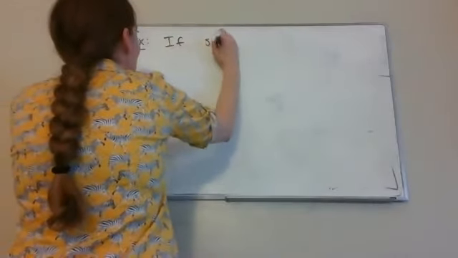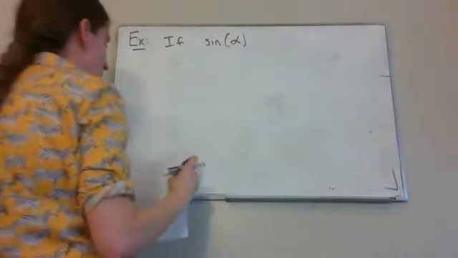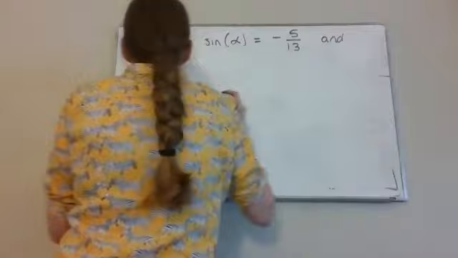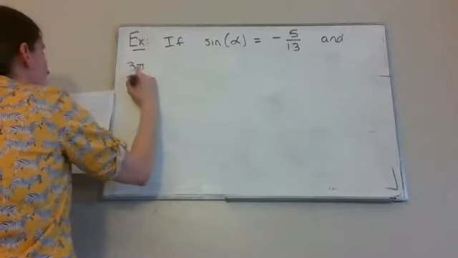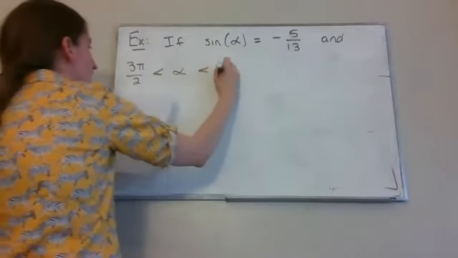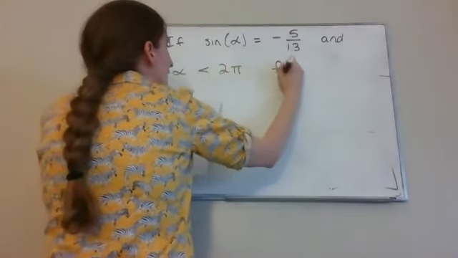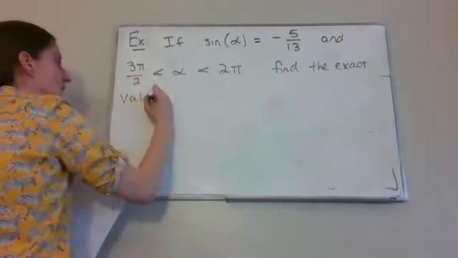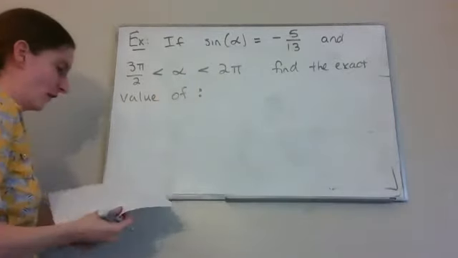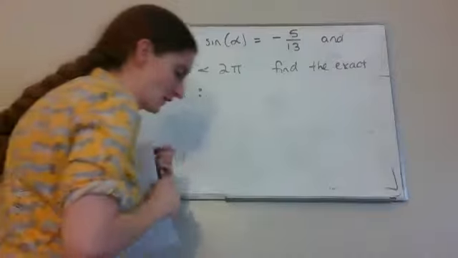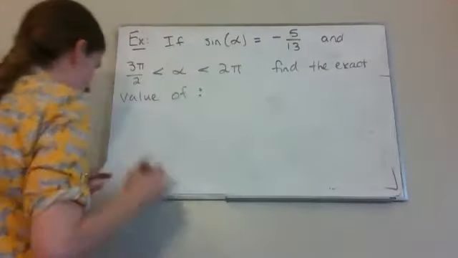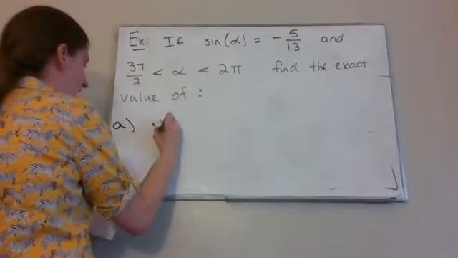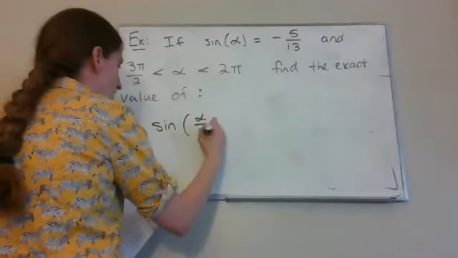So if sine of alpha is equal to negative 5 over 13 and 3 pi over 2 is less than alpha is less than 2 pi, find the exact value of various things. First one we're going to do is we have sine of alpha over 2.